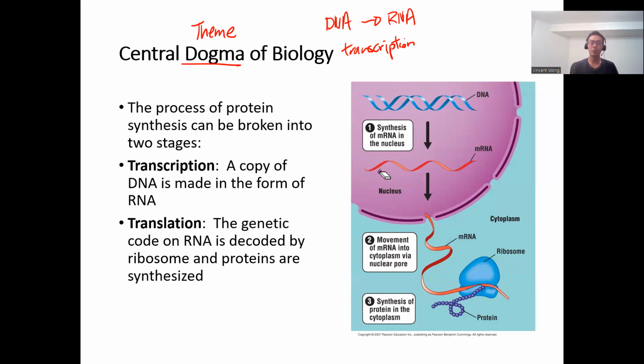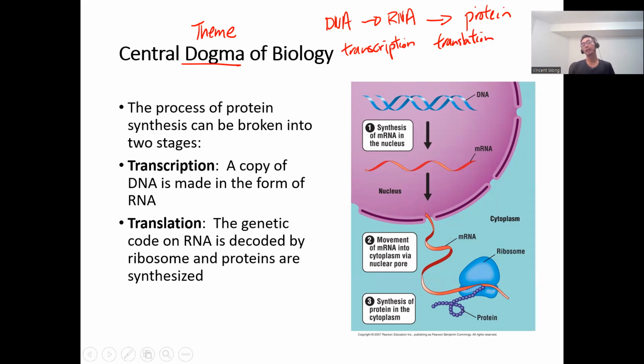That messenger RNA will leave the nucleus through the nuclear pores, and then it will go into the cytoplasm where the ribosomes will be waiting. So the ribosome will decode the information on the RNA, and then it will use it to make protein. So this process is called translation.